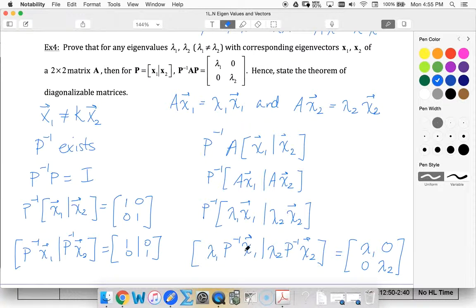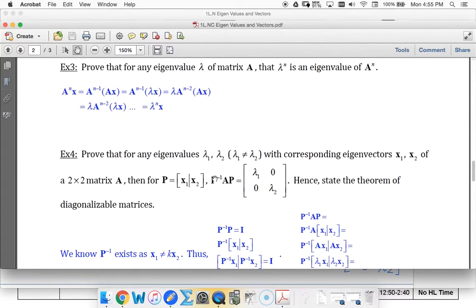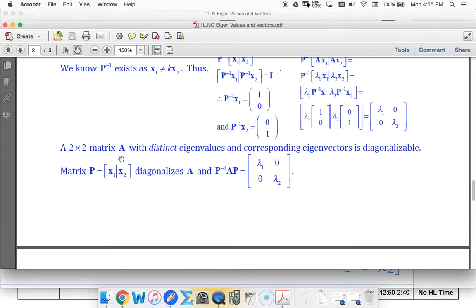If you want to see this written up articulately, you can go look at the notes. We've got it down here. So a 2 by 2 matrix A with distinct eigenvalues and corresponding eigenvectors is diagonalizable. Matrix P diagonalizes A, and here is my result of P inverse AP.